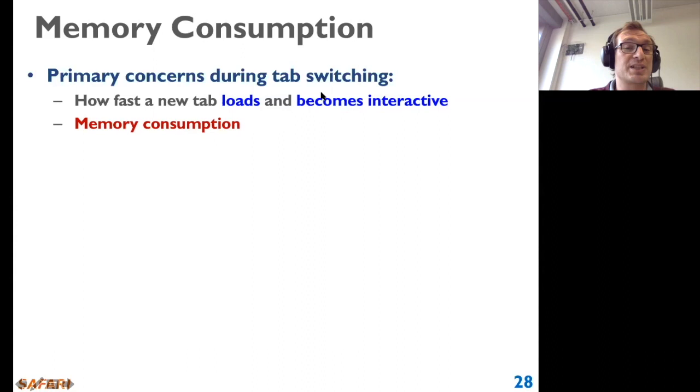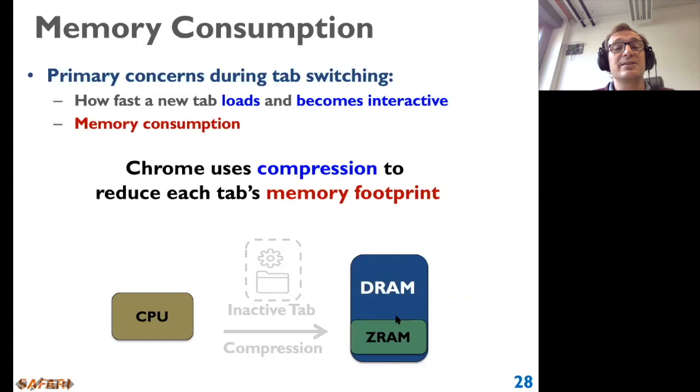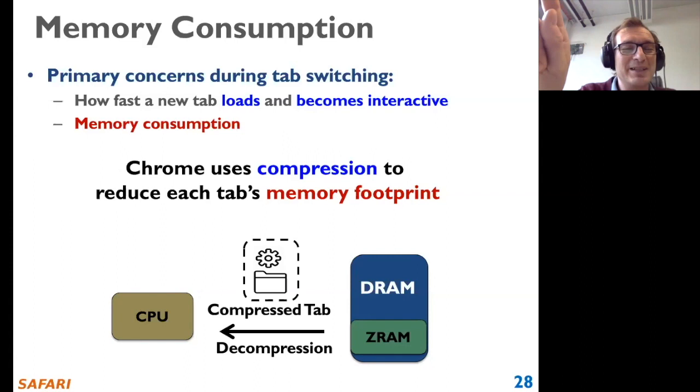So it turns out Chrome actually uses memory compression to reduce each tab's memory footprint. For example, if you have a lot of tabs and Chrome decides that it's running out of memory, or a tab is too inactive, it basically compresses this inactive tab and stores it in DRAM, in a compressed area called ZRAM. Then whenever you actually want to click on that tab, or predictively, maybe it predicts that you're going to need that tab for whatever reason, Chrome accesses the compressed tab from memory, slowly, clearly, and then decompresses it, and then enables the use of it.